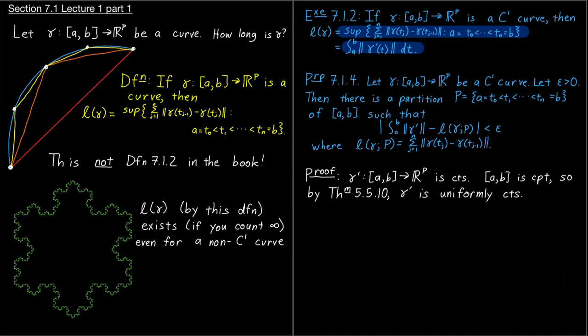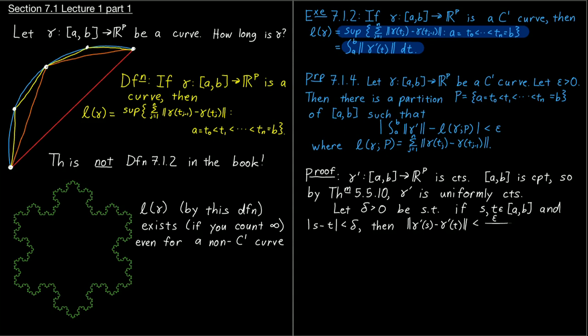And so let's use that it is uniformly continuous. Let's let delta be a positive number such that if s and t are two numbers in the domain of gamma prime, and they're a distance less than delta away, and because they're real numbers, remember, I can use regular absolute values, then the norm of gamma prime of s minus gamma prime of t, and notice these are in fact vectors, so I do want to take norms, is less than epsilon divided by, I believe I want, 2 times b minus a times the square root of p, all of which are positive real numbers.